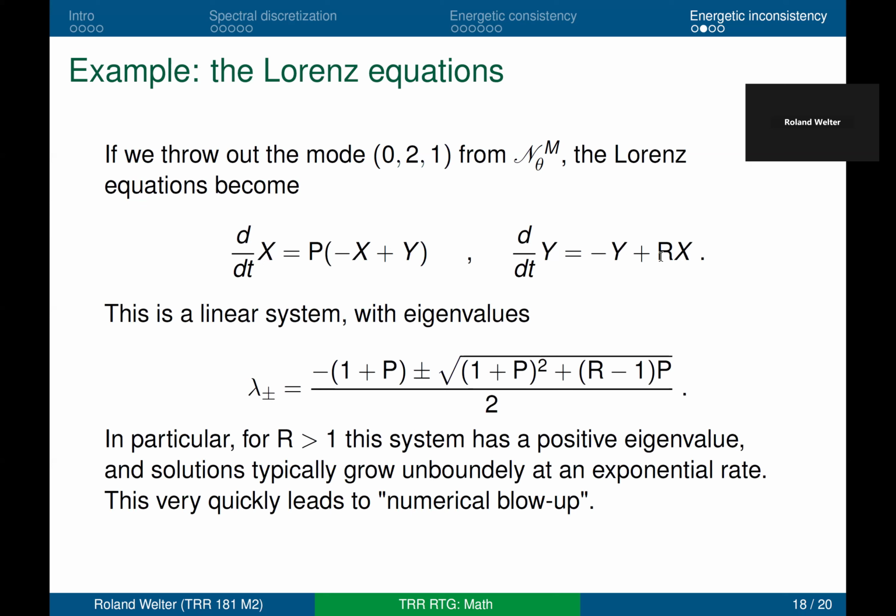And since this is a linear system, you can find the eigenvalues, which are given here. And in particular, for the Rayleigh number being greater than 1, this has a positive eigenvalue, and solutions will typically grow unboundedly at an exponential rate, which will very quickly lead to numerical blowup, where your solver will say, not a number.